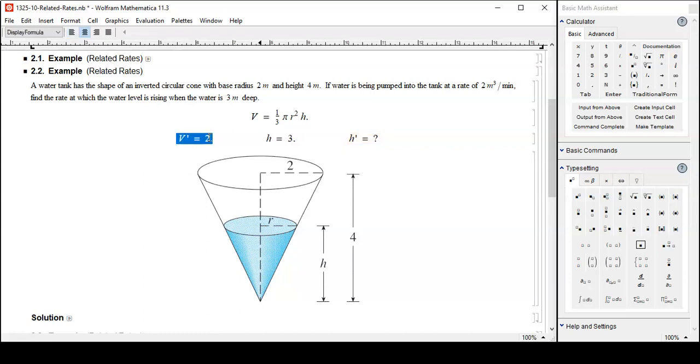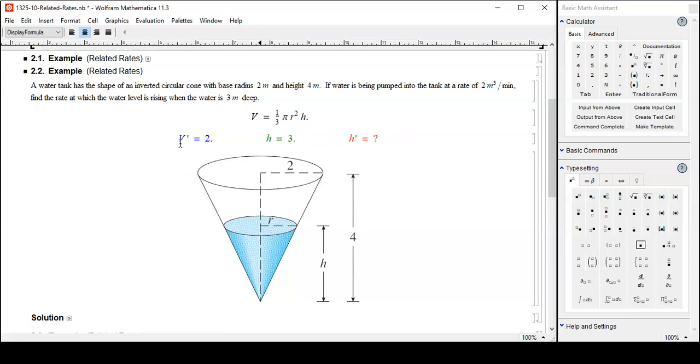So v prime is equal to 2. Let me emphasize in color blue. And h is 3. Let me emphasize it in color green. And h prime, red. So that's the quantity I want.